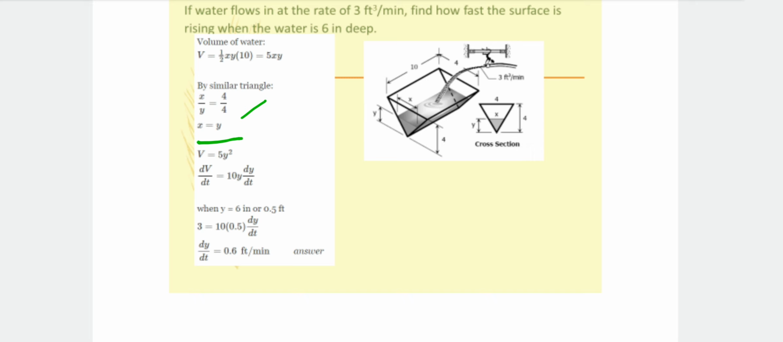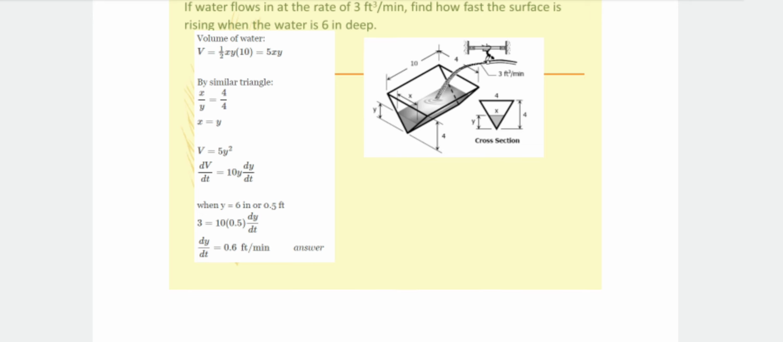So now that you have that, we substitute the value into the volume. Your x becomes y, so you get 5y squared. After that, we differentiate: multiply the whole equation by d over dt. So dV over dt is equal to 10y dy over dt. That is our governing equation.